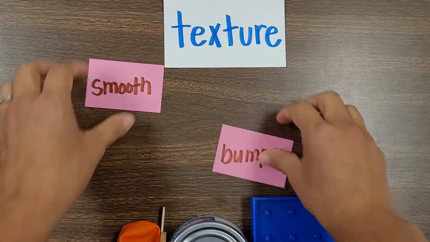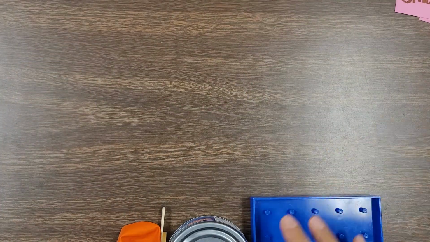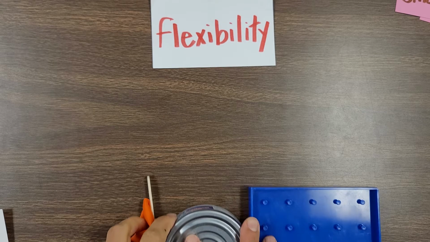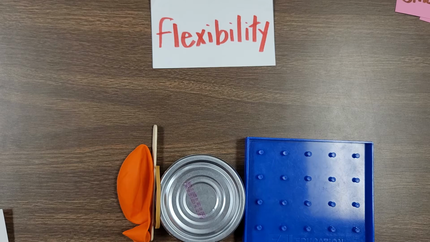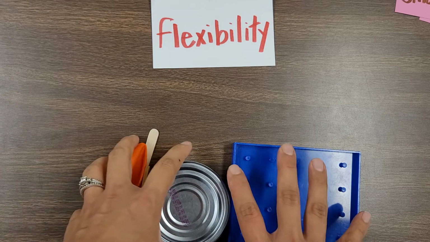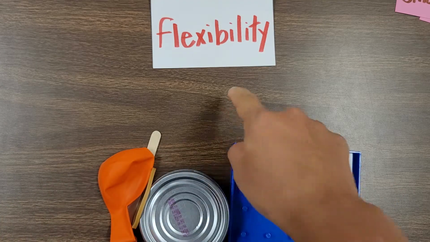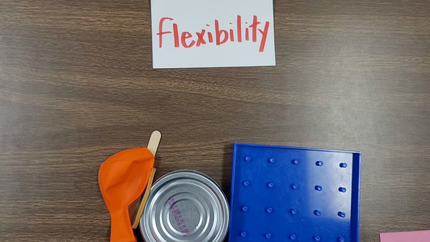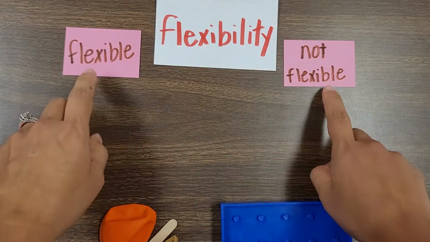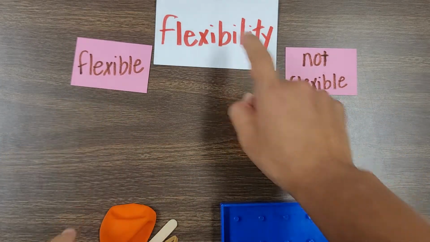I'm going to move these out of the way. And now I want to classify items by understanding their flexibility. Remember, all the matter that I have here is matter. We can classify matter by its properties. So I'm going to go ahead and classify it by flexibility. Now I'm going to look at each item and think about whether it's flexible or not flexible. So I have made my two groups, flexible and not flexible, because I'm thinking about flexibility.